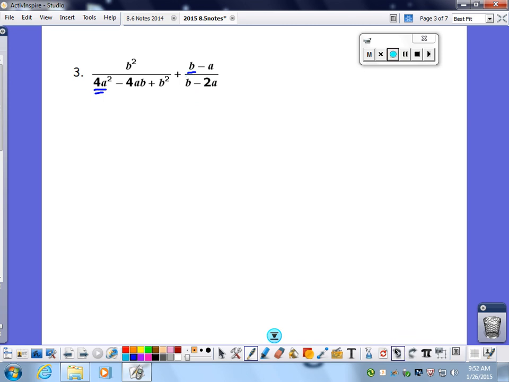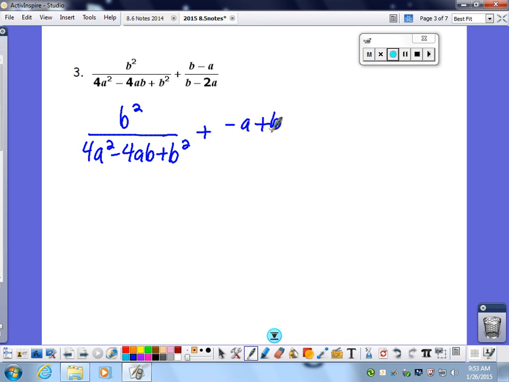All right, so let's rewrite that. So I'm going to make this b squared over, and in a moment I'm going to factor that bottom term. For right now, I'm just going to do one thing at a time. Plus, I'm going to make this negative a plus b and negative 2a plus b. In order to find my common denominator, I need to factor everything. My b squared term, of course, is not going to factor. Let's factor this trinomial.